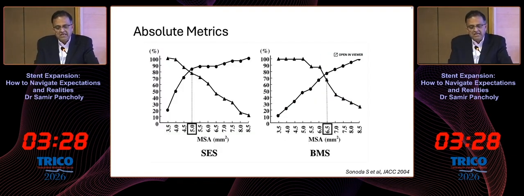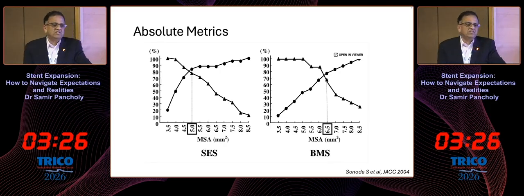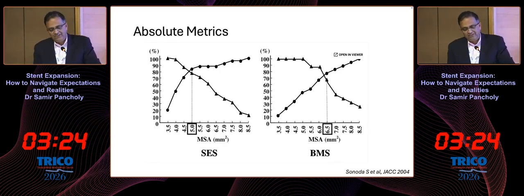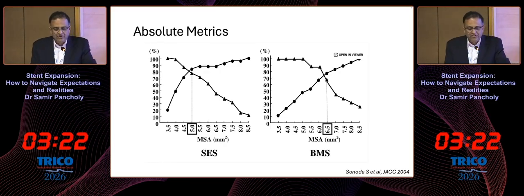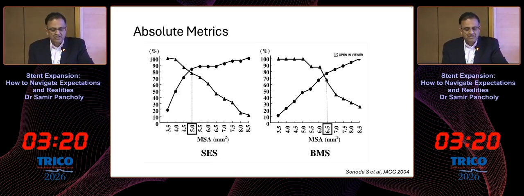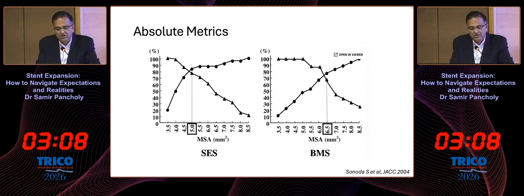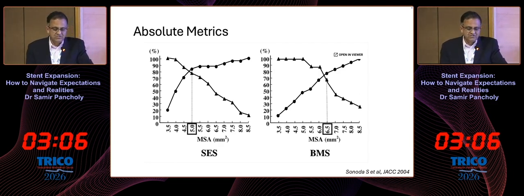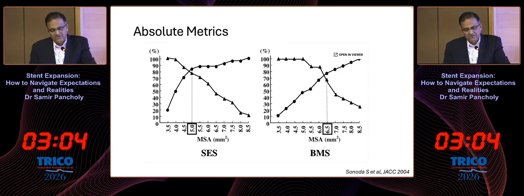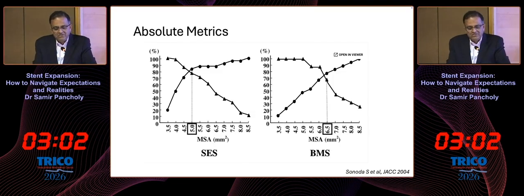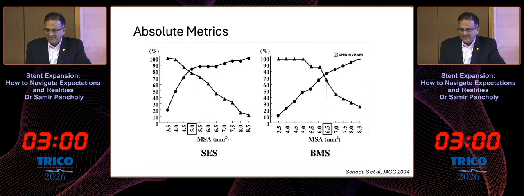Let's see the absolute metrics now. What about the people who claim that if you get a 5.5 millimeter square area, that your stent is fine? Where does that come from? Well, that also comes from the old BMS data and some of the original drug-eluting stents. This is a study from Sonoda, and I have to give a lot of credit to the investigators from the Far East, from Japan, Korea, and China, for doing some pioneering work in this space.